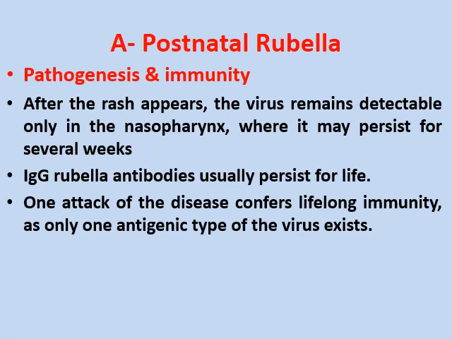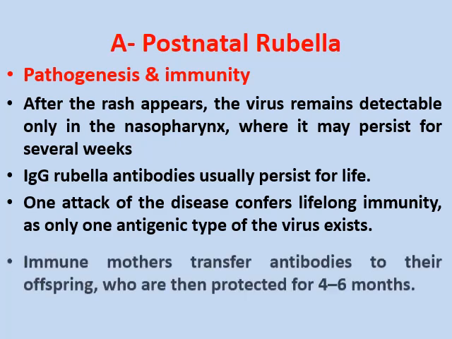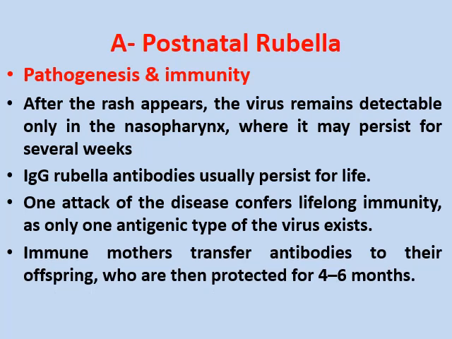Antibodies transfer from the mother to the fetus. The immunity helps the baby in the first 6 months of life. Infection is rare; we find it with measles, rubella and mumps, all very rare in the first 6 months of life. So after infection with rubella there will never be another or recurrent infection. Never ever. Immune mothers transfer antibodies to their offspring, who are then protected for 4 to 6 months. Then immunity, as we said, antibodies transfer from the mother to the fetus.